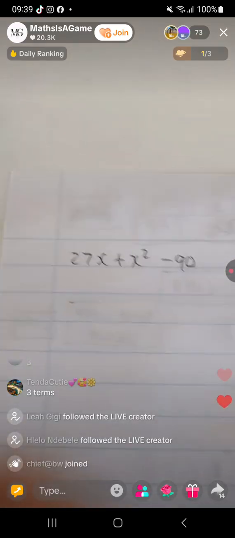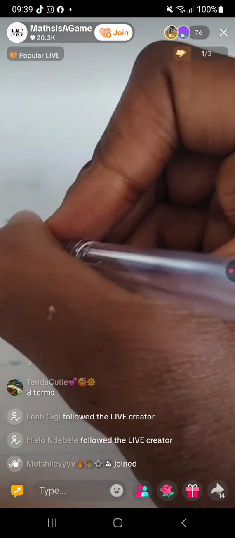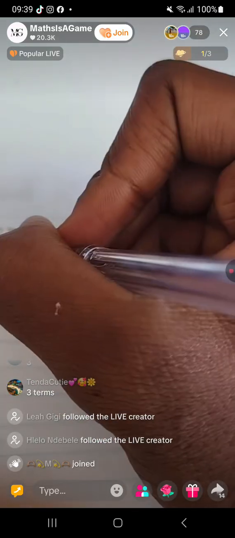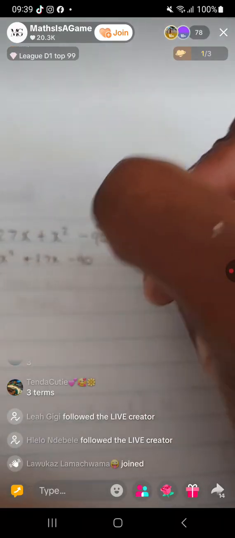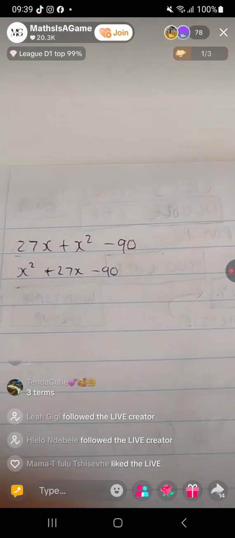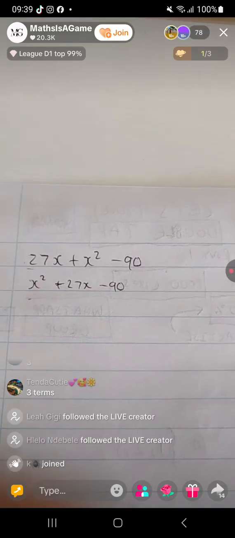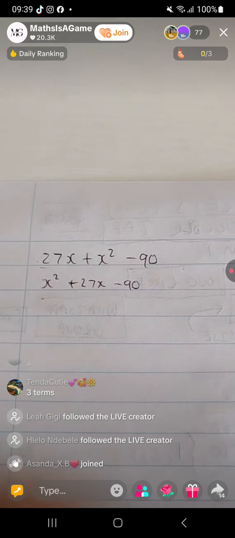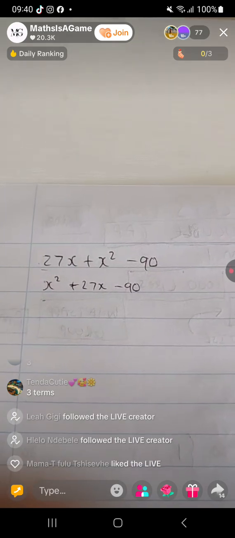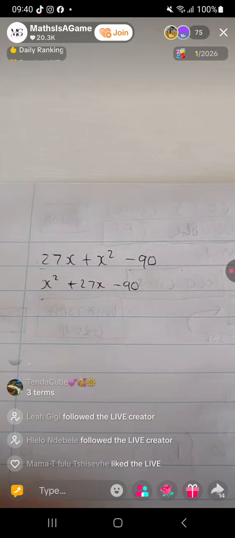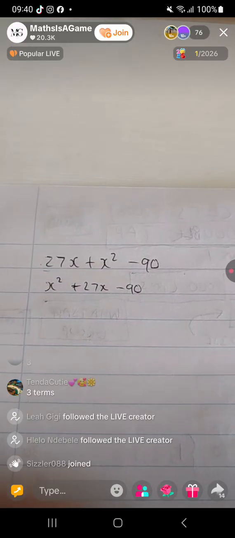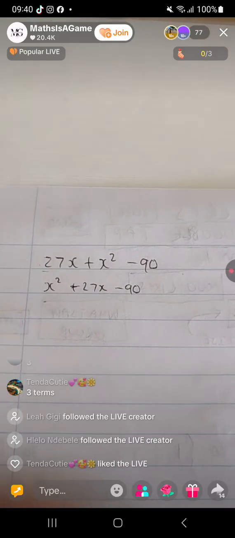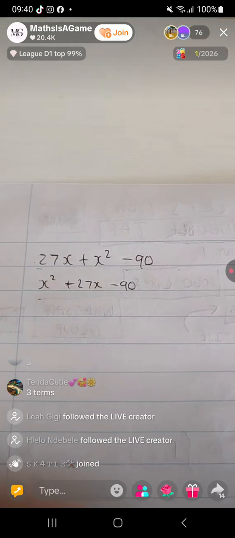Don't just go ahead and factorize, reorder the terms. So let's rearrange and order the terms correctly. What we should have is x squared, the 27x is a positive 27x, and then minus 90. Now this looks a little bit more familiar. This applies when we have a quadratic trinomial that we can obviously see in the expression. We reorder the terms. Please rearrange and reorder the terms so that you are working with something you are familiar with. All right, I hope we understand that.